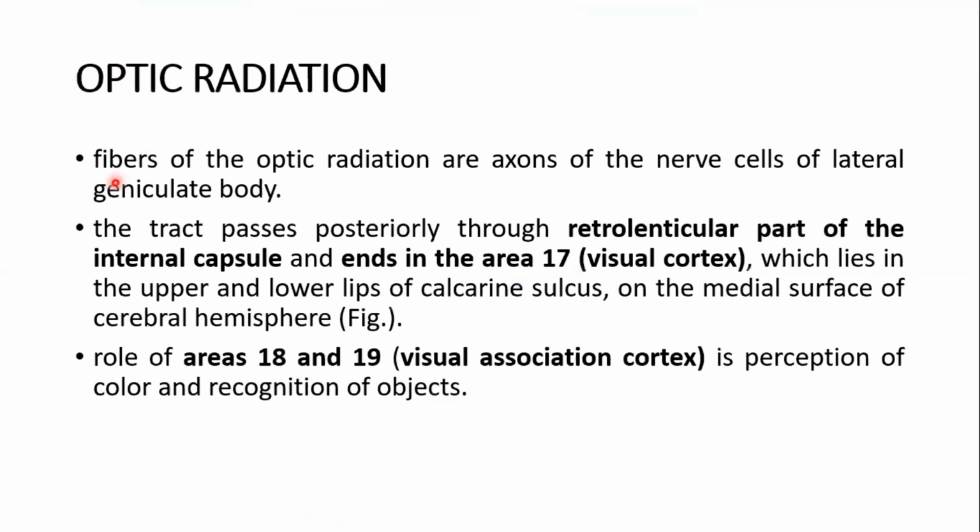Fibers of the optic radiation are axons of the nerve cells of the lateral geniculate body. Told you already and shown in the figure. The tract passes posteriorly through the retrolenticular part of the internal capsule and ends in area 17, which is the visual cortex, Brodmann area 17, which lies in the upper and lower lips of the calcarine sulcus on the medial surface of the cerebral hemisphere.